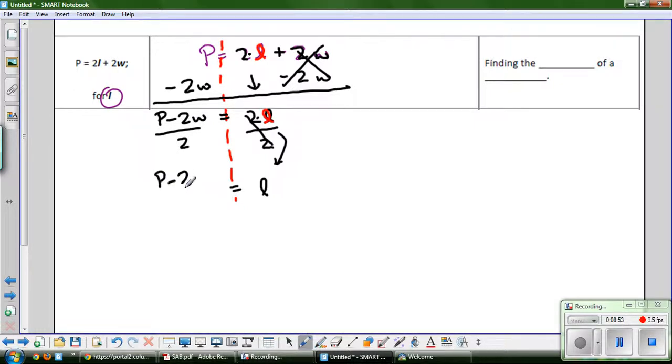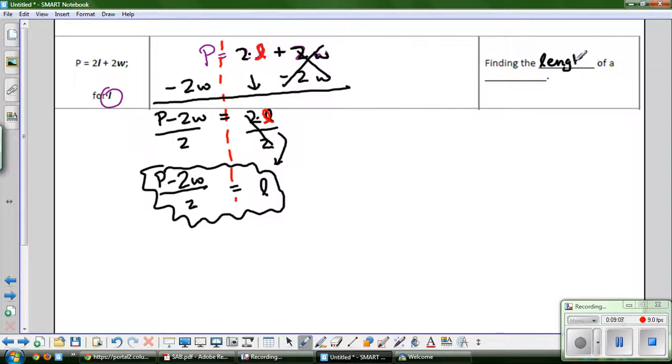In terms of purpose, what are we finding? Well, let's go to the original. We're definitely finding the L. That's what we were being asked to solve for, so we're looking at length. And the question is, well, what length of what? Well, P is perimeter, 2L plus 2W is what finds a perimeter. I'm going to say we're looking at a rectangle.